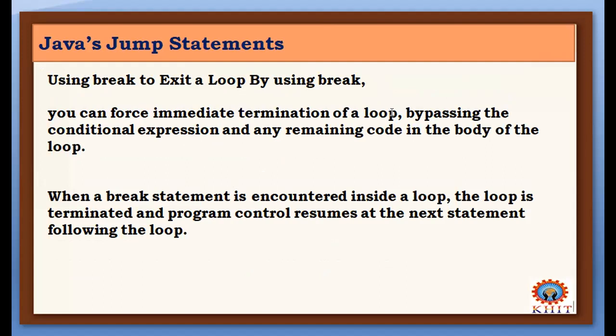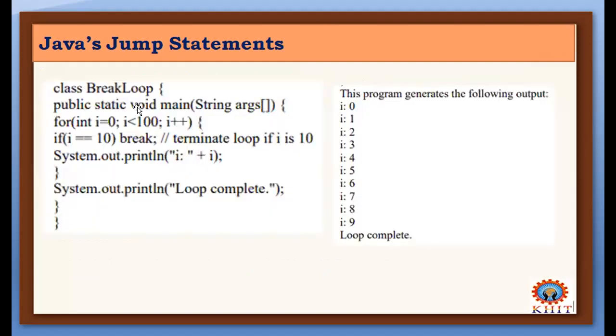If we want to come out forcefully and immediately, then we use the break statement. So you can see here a small example. public static void main(String[] args), for int i = 0, i < 100, i++. Okay, if i is equal to 10, then the loop should break.